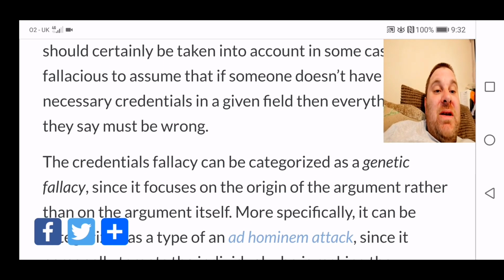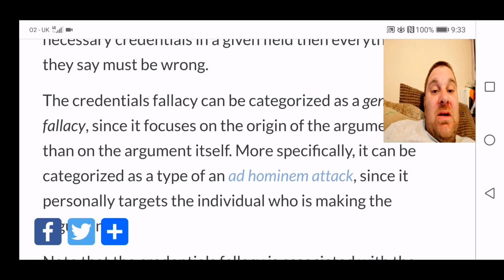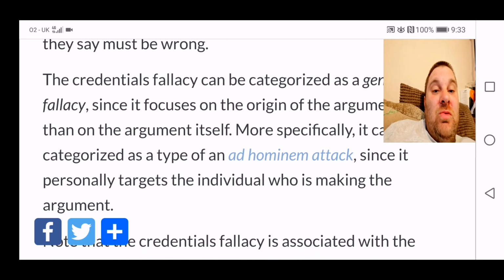The credentials fallacy can be categorized as a genetic fallacy, since it focuses on the origin of the argument rather than on the argument itself. More specifically, it can be categorized as a type of ad hominem attack, since it personally targets the individual who is making the argument.